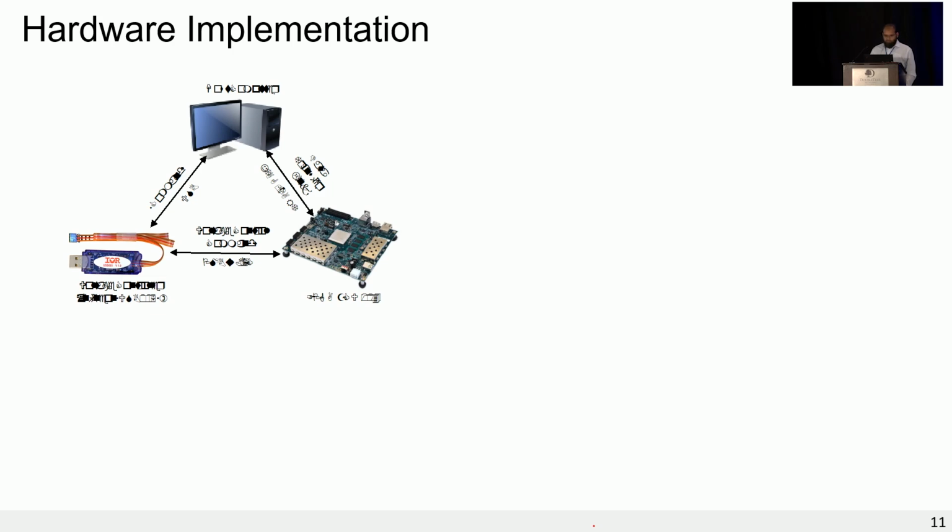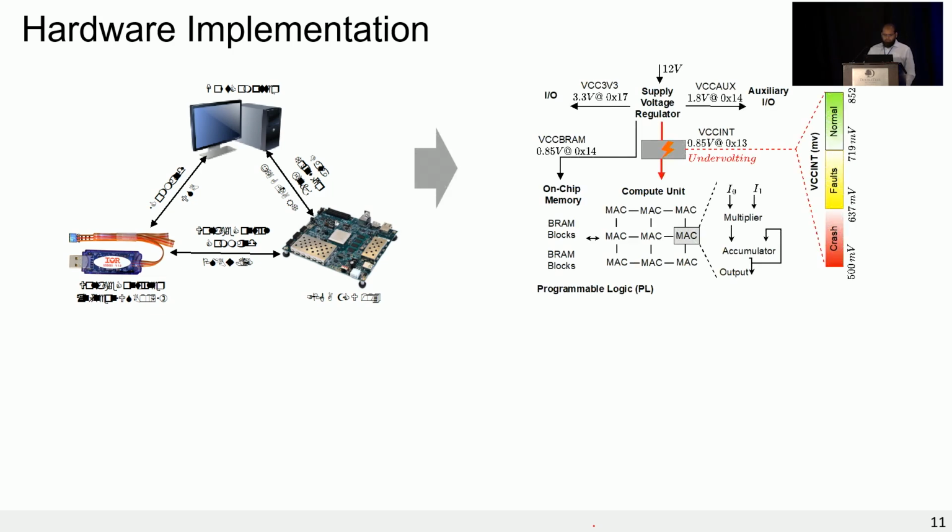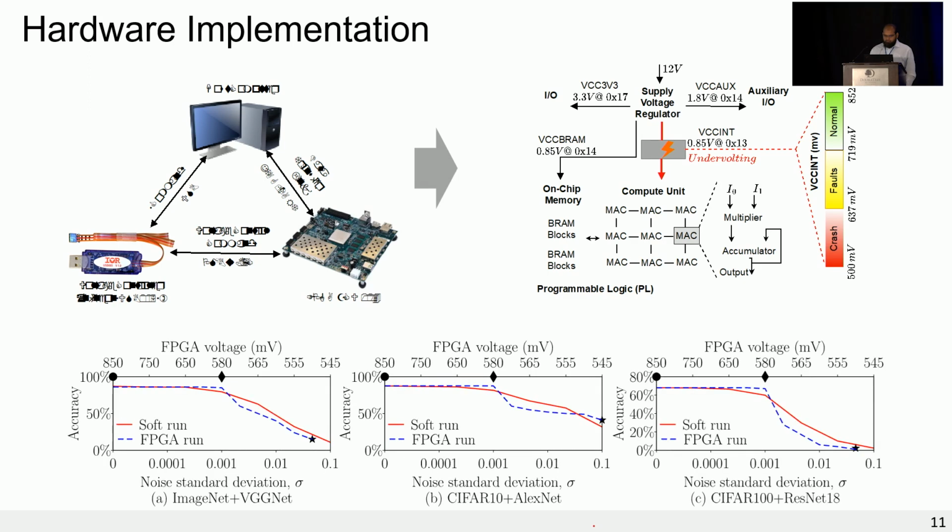I demonstrate one hardware implementation using a Xilinx FPGA, a Zynq UltraScale FPGA. We basically undervolt the computation unit only. We have software and hardware implementations, and this figure shows that by means of hardware, we can achieve a similar level of performance as software.